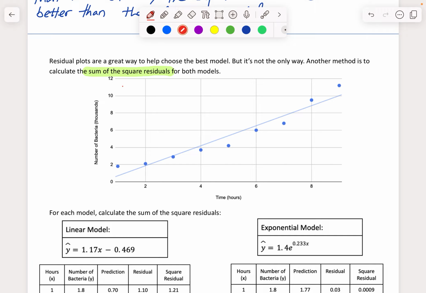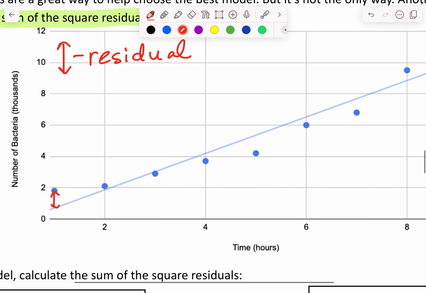So I just want to remind you about what the sum of the squared residuals is. So we're going to mark up this diagram a little bit. We're going to use arrows to represent the residuals. So I'm going to go through and draw in the residuals for each of these little points.